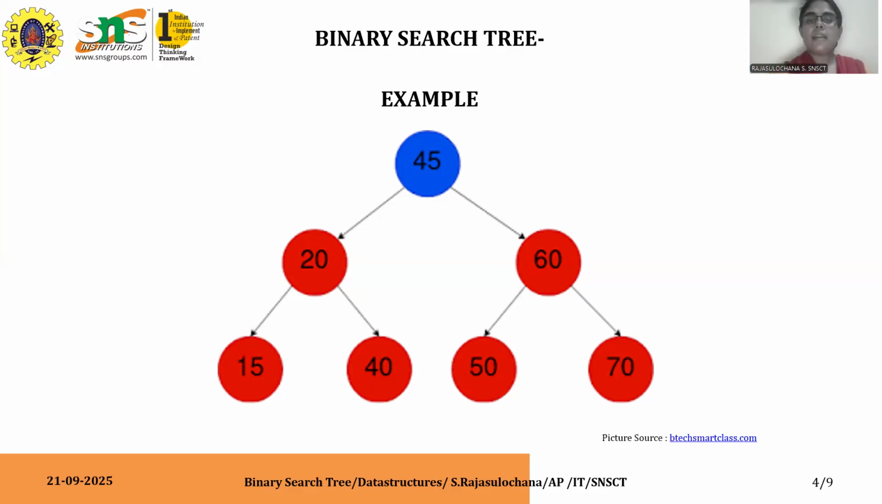Now if there is a value 45 that needs to be stored in this particular tree, you will compare 45 with the root node. Again, the root node has the value 45. So if the value that you want to store is equal to the root node, that particular value will be stored in the left subtree. You will not store it in the right subtree. If any value is equal to the root node, the value has to be stored in the left subtree.